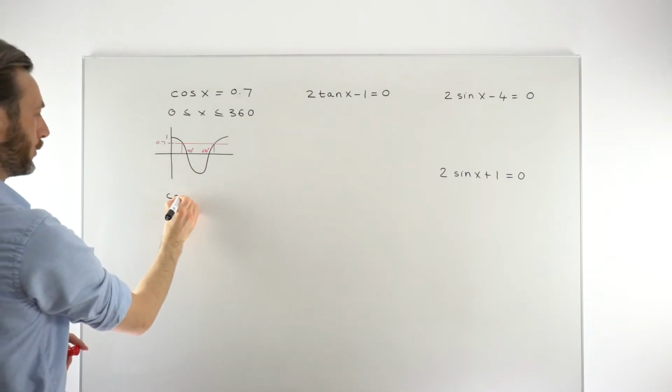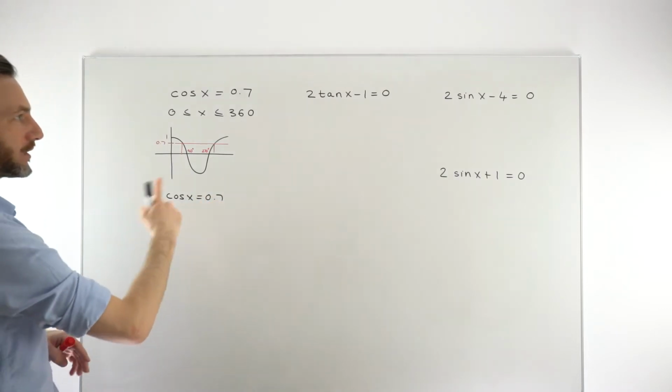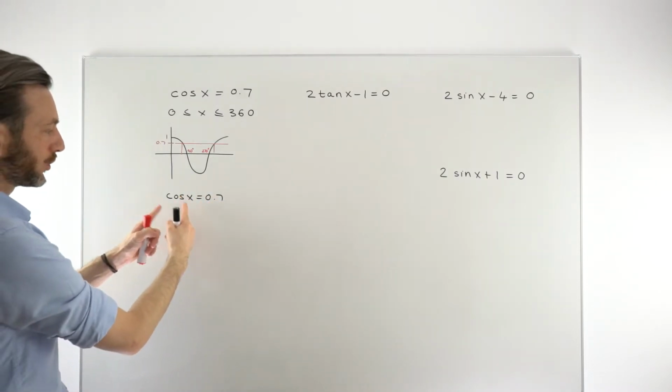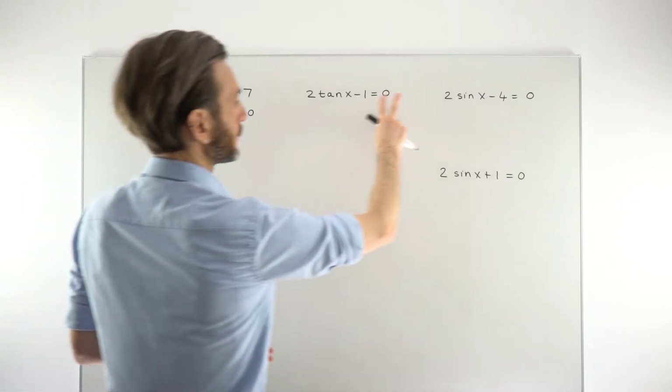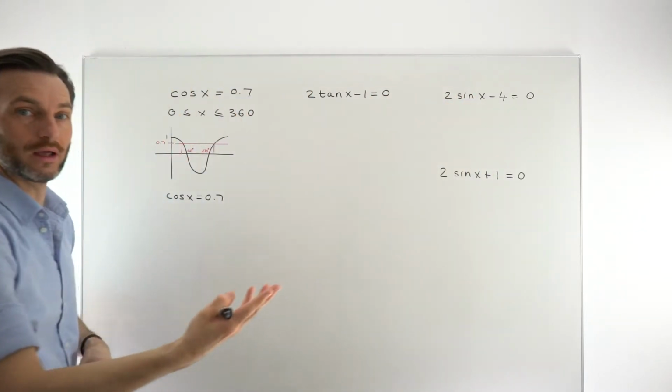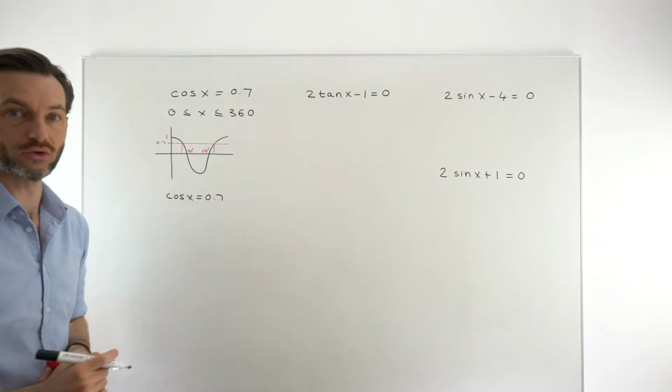So let me just pull the equation down here. Cos x equals 0.7. The first thing is to get the equation rearranged, so you've got cos x on one side, the number on the other. We've already got that, whereas in these others we're going to have to do a bit of rearrangement at the start. So once you've got that, then it just becomes a calculator exercise.